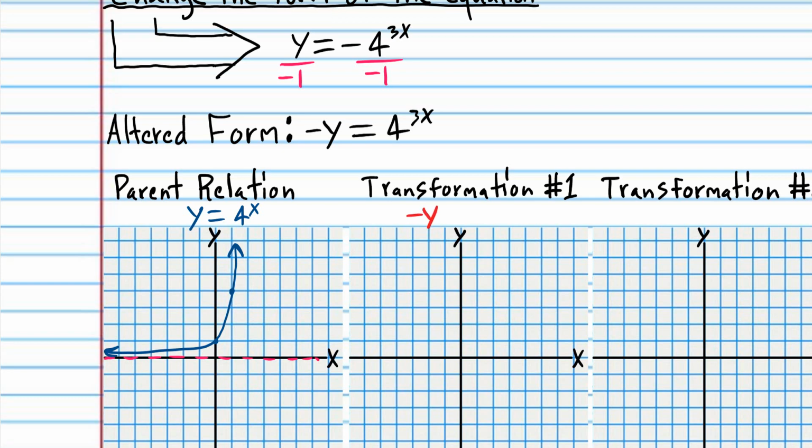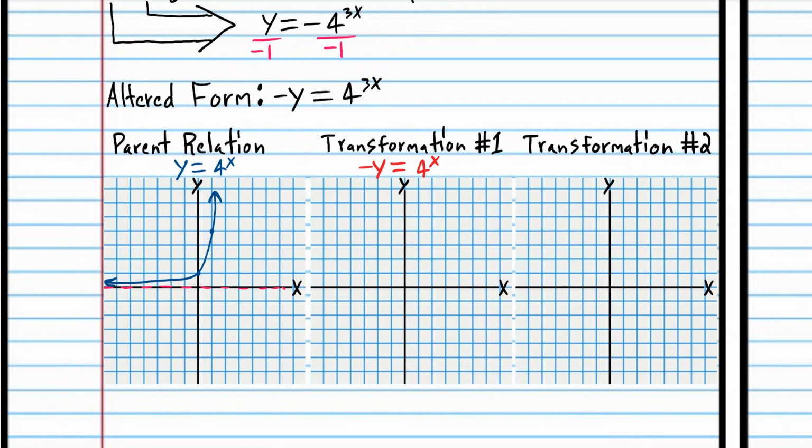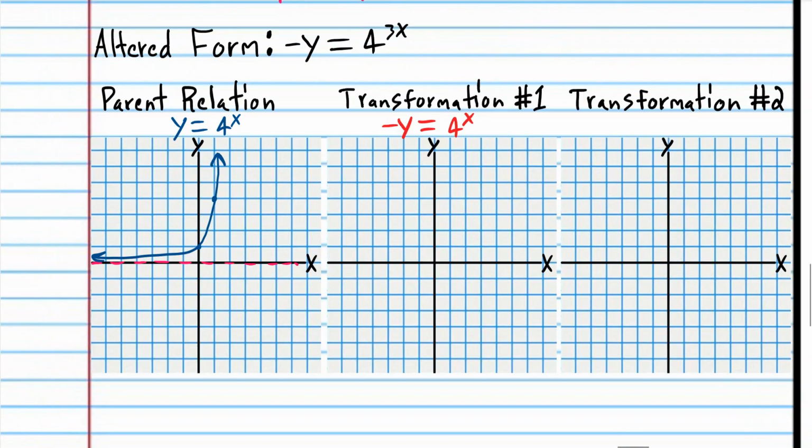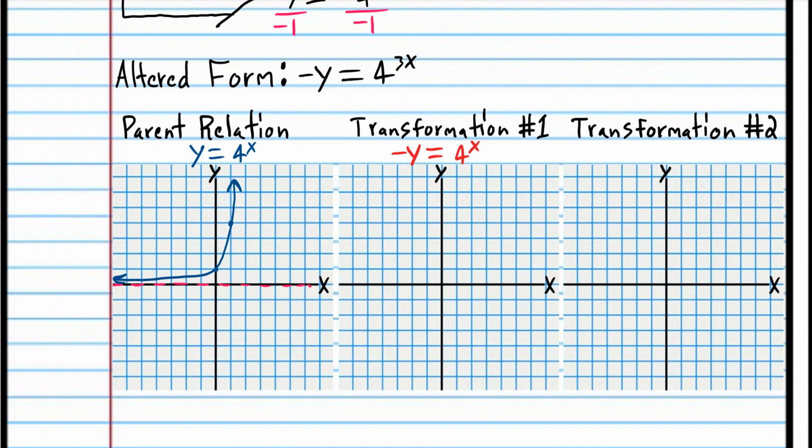So we're going to replace y with negative y. And when you write a negative on the y, you reflect across the x-axis. Remember, it's the exact opposite of what you would think. So we're going to reflect across the x-axis. We have those same points, just flipped on the other side of the x-axis.